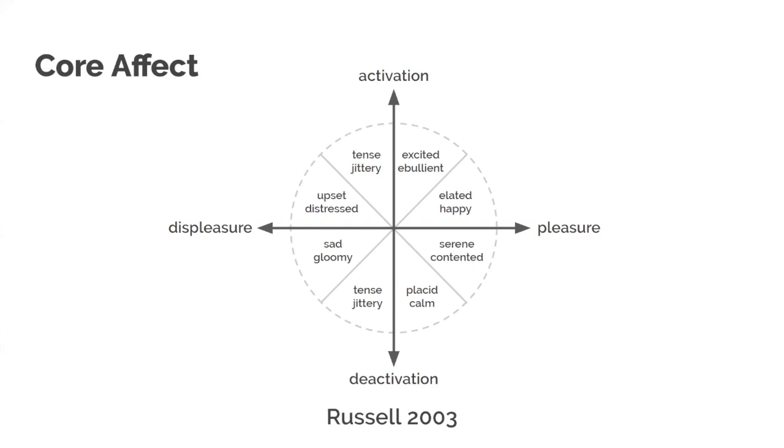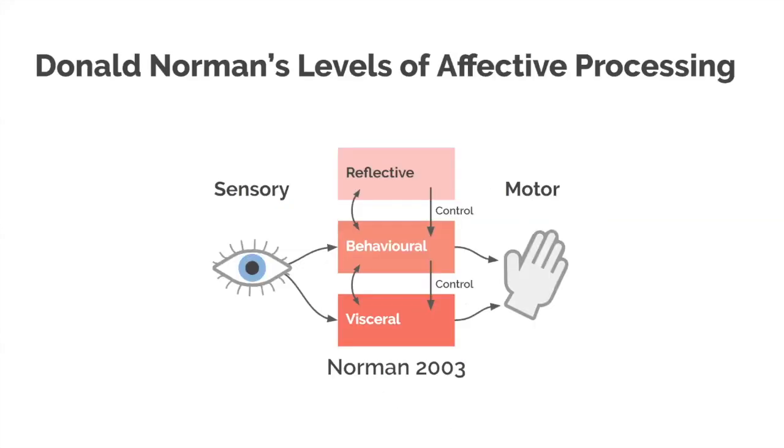Moving on from this, there's discussions of affective processing. Norman discussed affective processing from visceral, behavioral to reflective. Visceral being how you see something, behavioral being how you interact with it, how usable it is, and then reflective being the story that you tell about your interaction with that thing, with your reflective level.